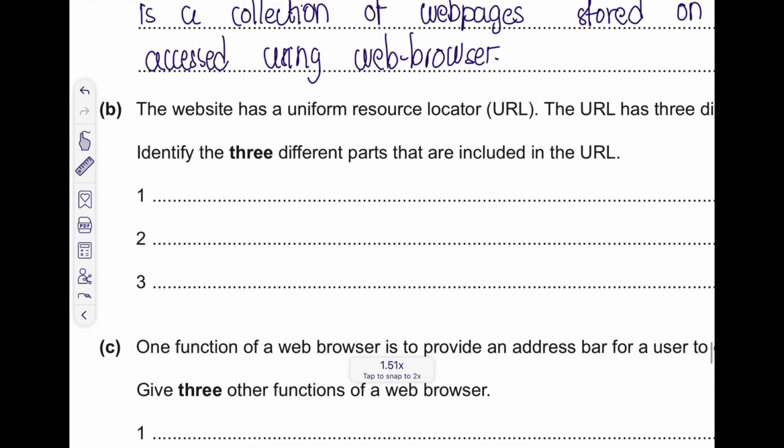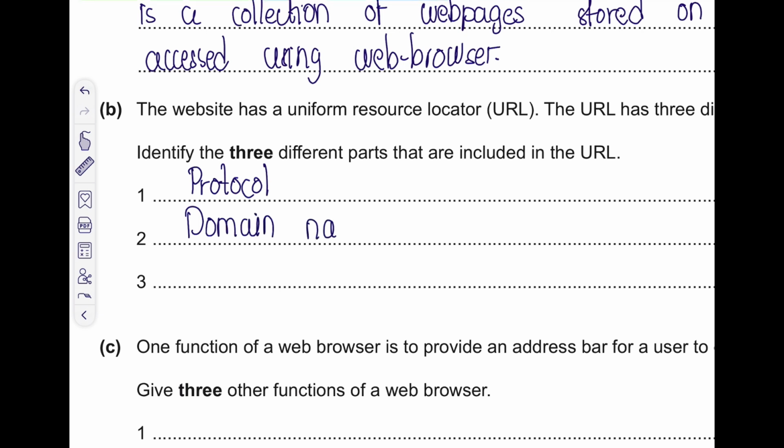The website has a URL. The URL has three different parts. Identify the three different parts that are included in the URL. So a URL will have a protocol. Now protocol can be HTTP or HTTPS, and this refers to the rules that should be followed when you're using the internet. You have a domain name that includes the name for the website, as well as a file name. Because a website is often large, apart from the domain name, which exact page are you referring to, that will be the file name.